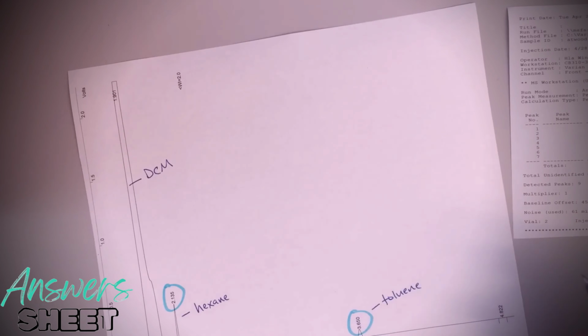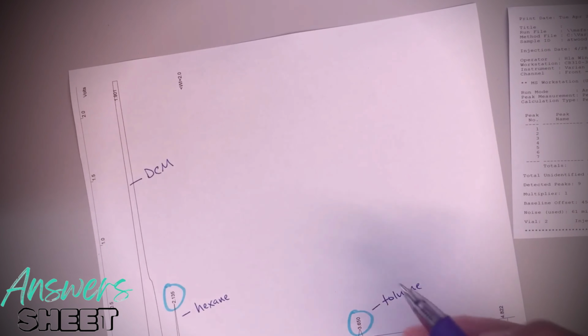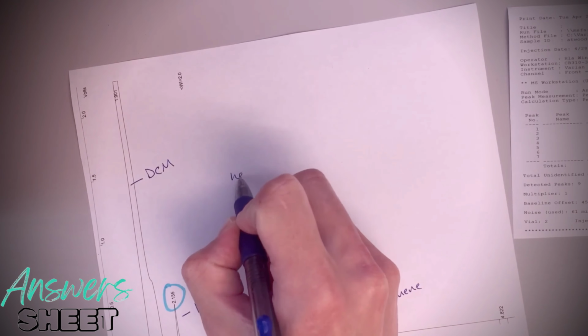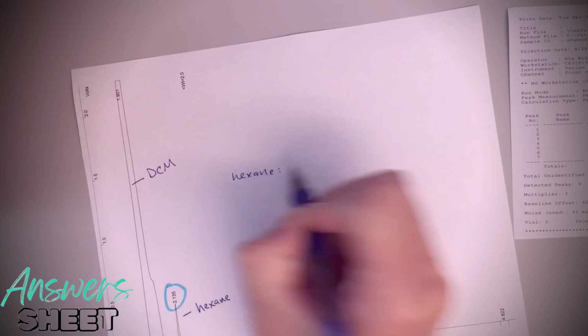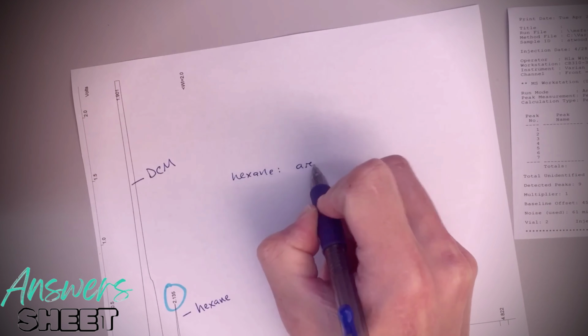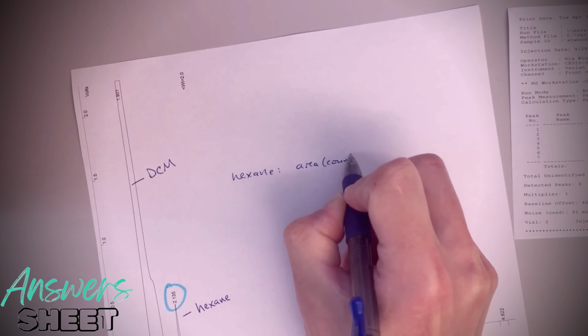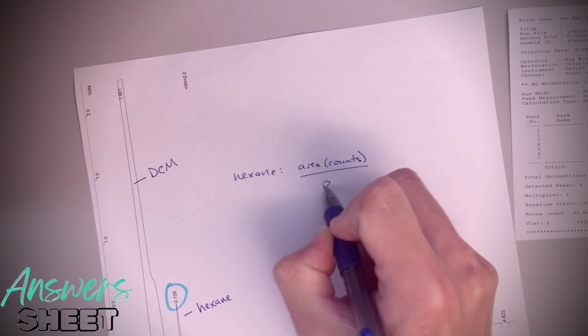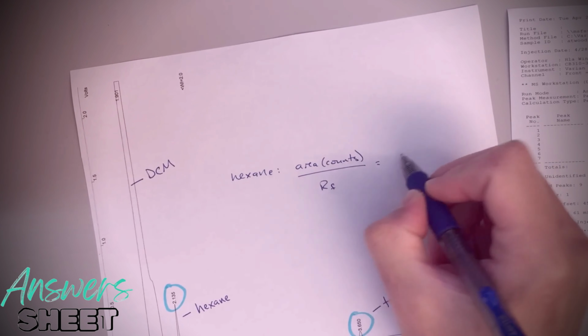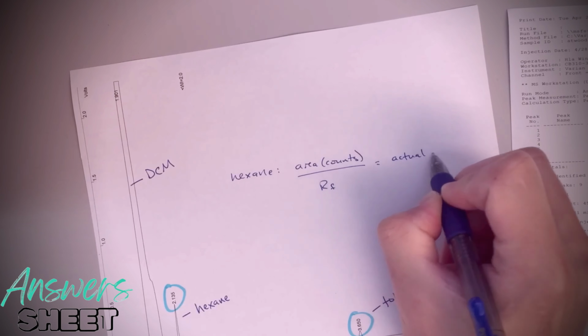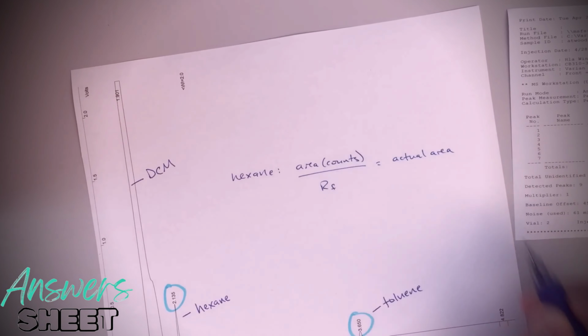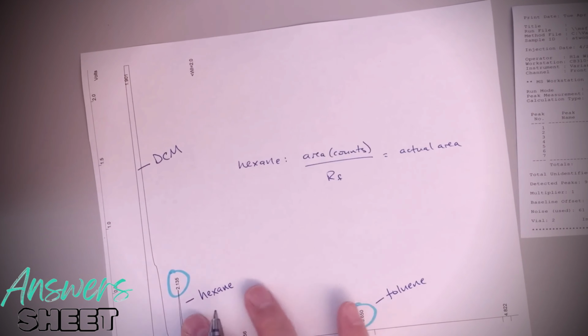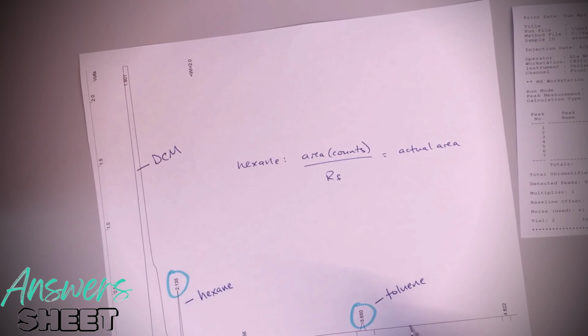So the last thing we need to do is take into account the response factor. For hexane, for instance, the way that we're going to calculate that, we're going to take our area counts and divide that by the response factor. That's going to give me my actual area, and that's what we're going to use to figure out the percentages of hexane to toluene in your sample.